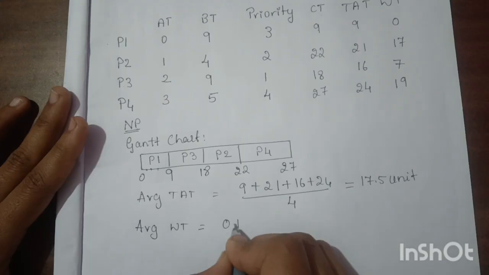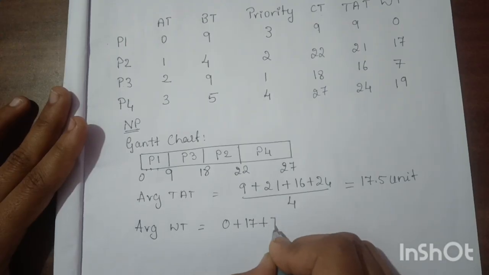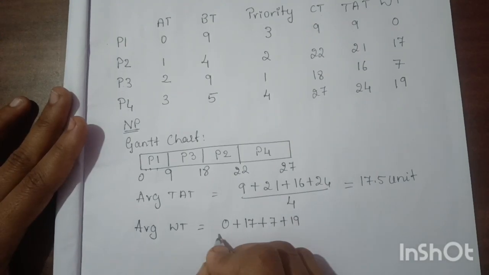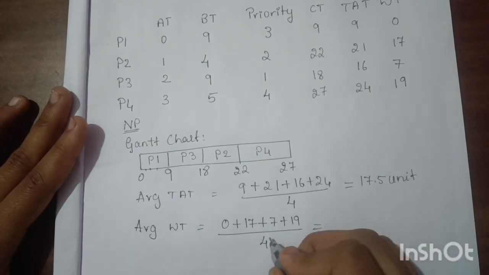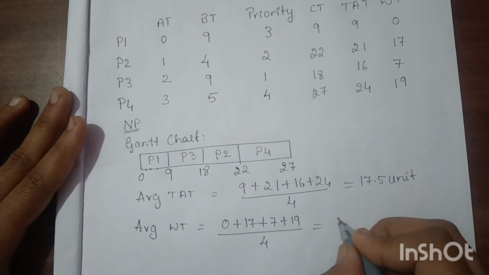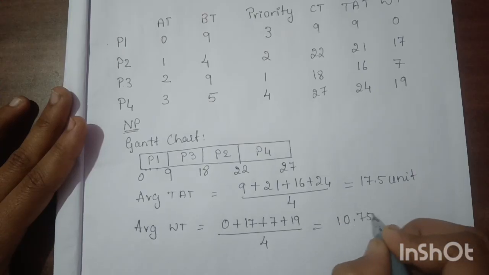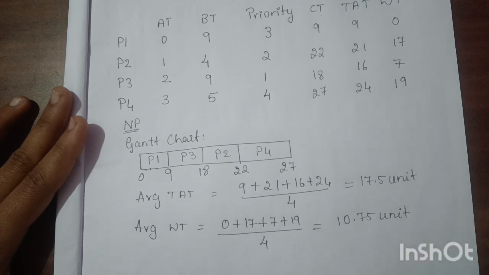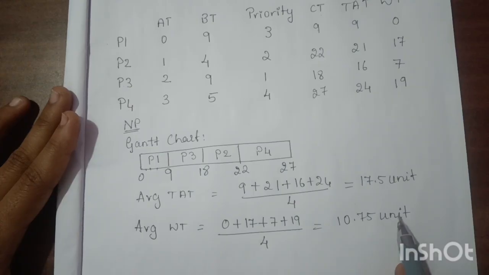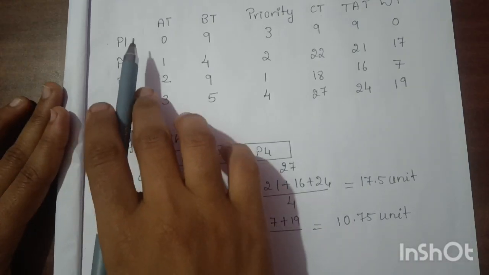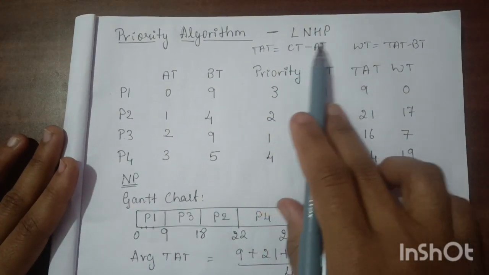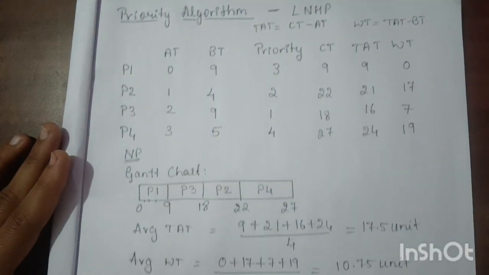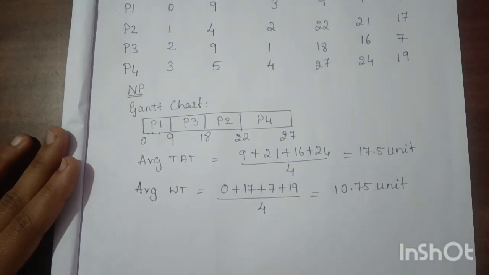So you are just calculating by addition of all waiting times divided by the number of processes. You know how to calculate the average, so it comes to around 10.75 units. Again, I'm writing it here as unit. You can mention whatever unit has been given. So I hope your priority algorithm with the non-preemptive method, with the condition lower the number, higher the priority, is clear. Now next we will be seeing the preemptive method.